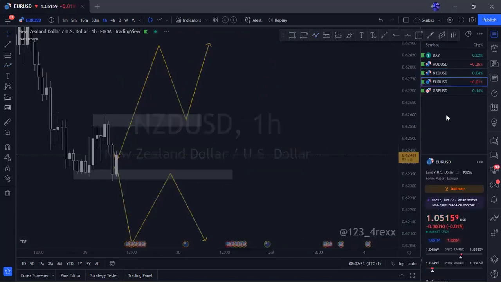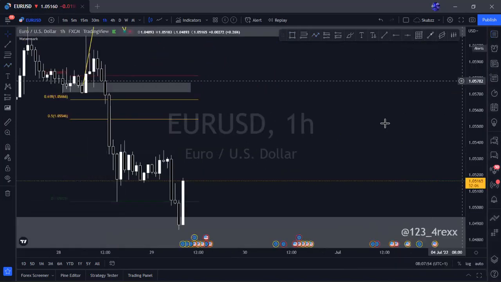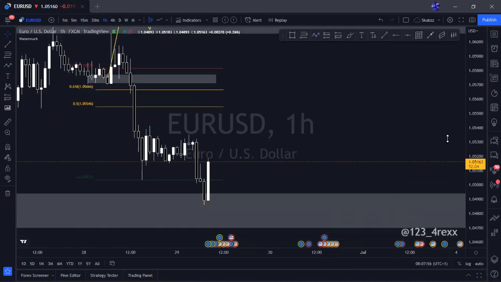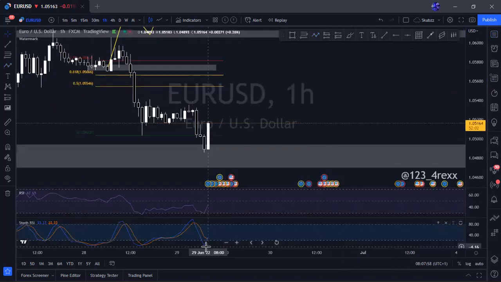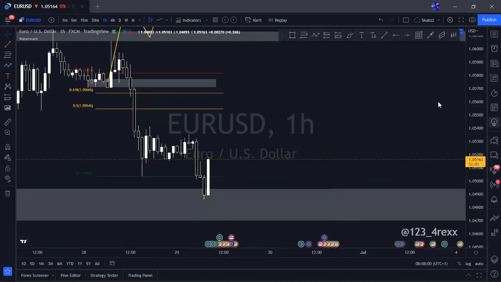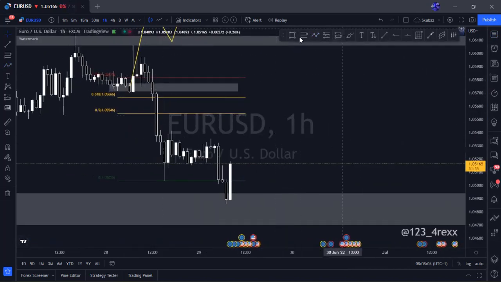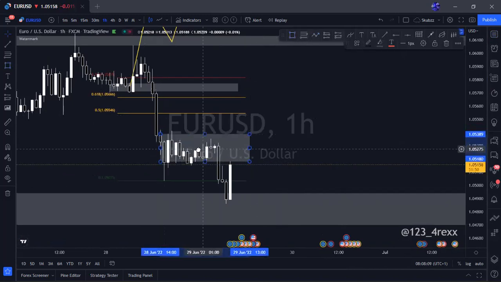Then Euro USD. I think Euro USD still had a short retracement. Let me see something on my RSI. It had a short retracement, it did not go deeper. It basically just consolidated for a while here, and then broke to the downside.